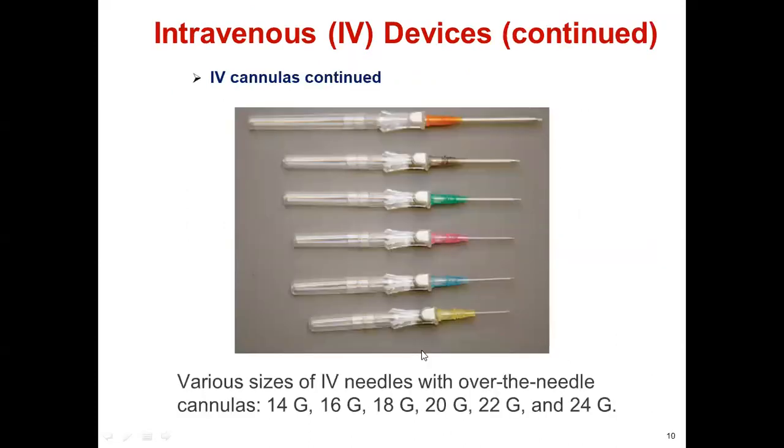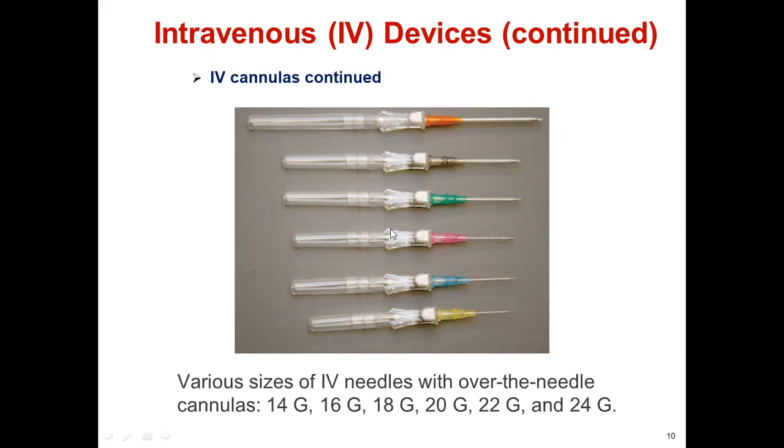Opposite. Here showing different IV cannulas with different sizes and different lengths of needle. This is the length of the needle, and this is the caliber or diameter of the needle. So various sizes of IV needle, with over-the-needle cannulas.